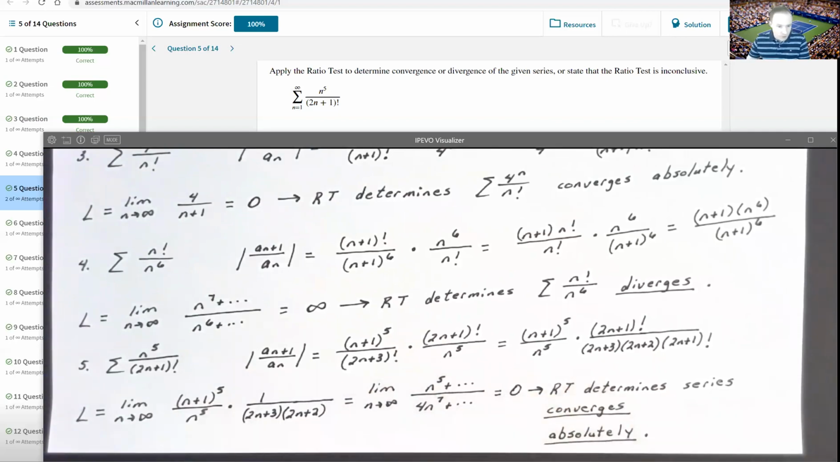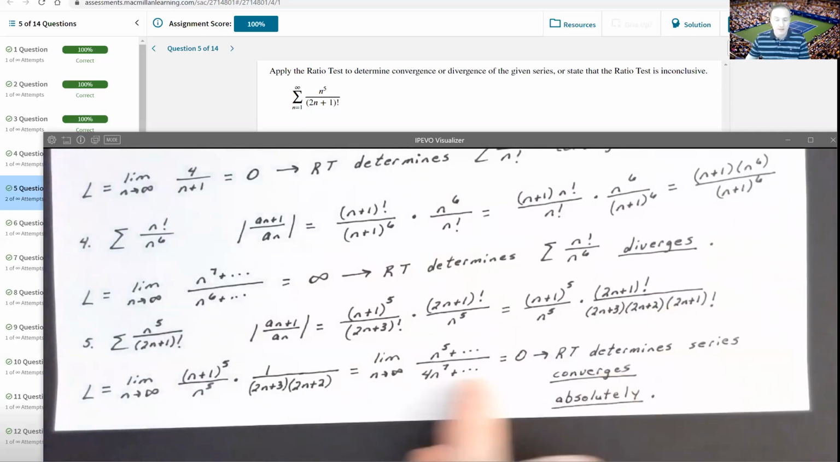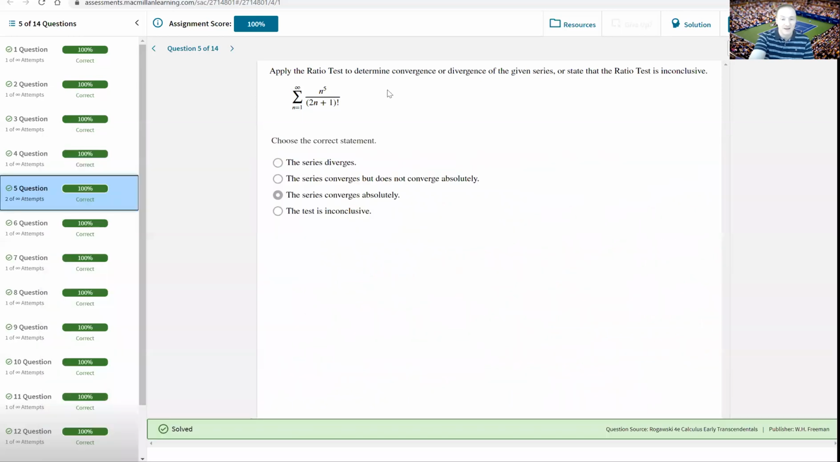You can say, well, okay, anytime the ratio test is converging down to a value where it's less than 1, then you know that the series is going to be convergent absolutely. And that's what it says here. The ratio test determines the series converges absolutely. And you'll see I chose here the series converges absolutely on that one.